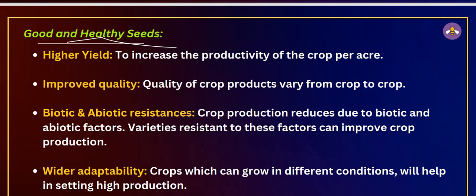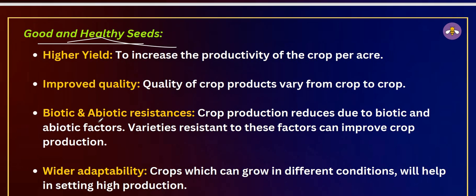So what will you do? If you have higher yield, means to increase the productivity of the crop per acre. So what can good and healthy seeds do? They can increase our yield, they can increase the quality of the crop or the product of the crop. Biotic and abiotic resistance, for example, if a good seed is there, no pest can eat that seed, or whatever crop is grown from that seed. No pest can harm it.